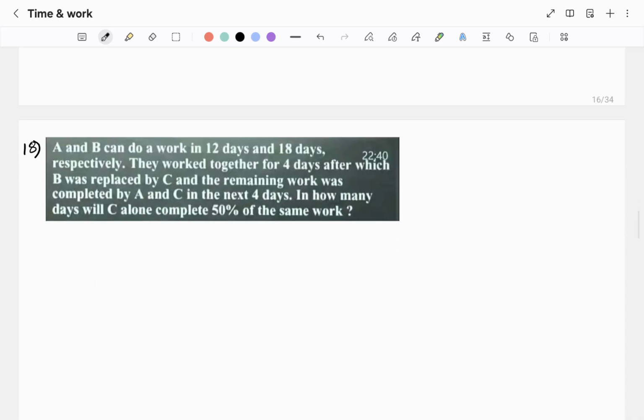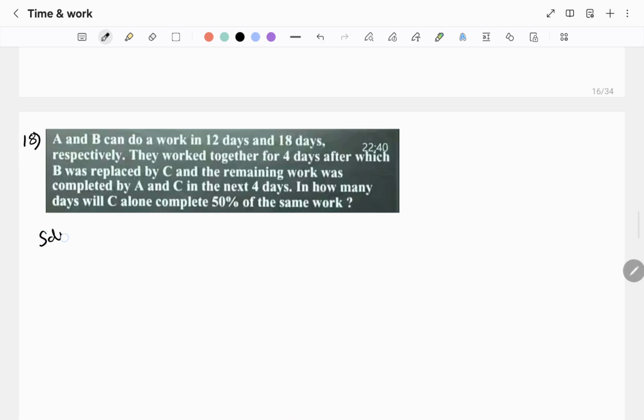A and B can do a work in 12 and 18 days respectively. They worked together for 4 days, after which B was replaced by C and the remaining work was completed by A and C in the next 4 days. In how many days will C alone complete 50% of the work? A 12 days, B 18 days. First of all, total work is equal to 36, with 12 threes and 18 twos. Together worked for 4 days. Means 3 plus 2, 5 per day. 4 days means 5 into 4, 20.